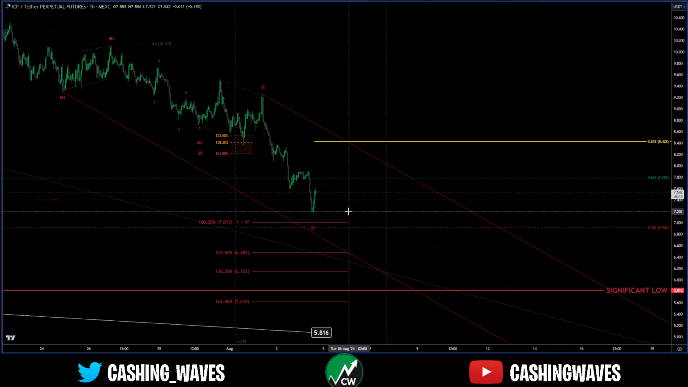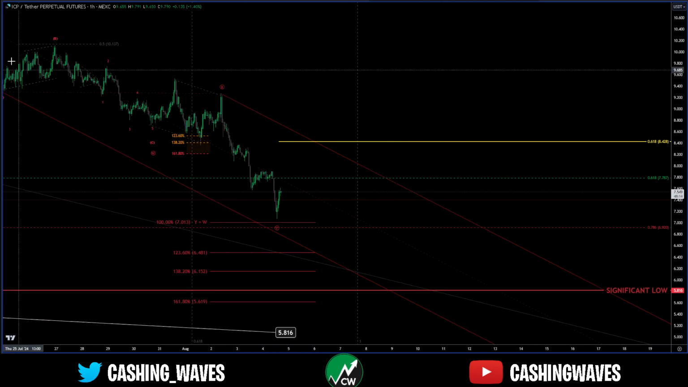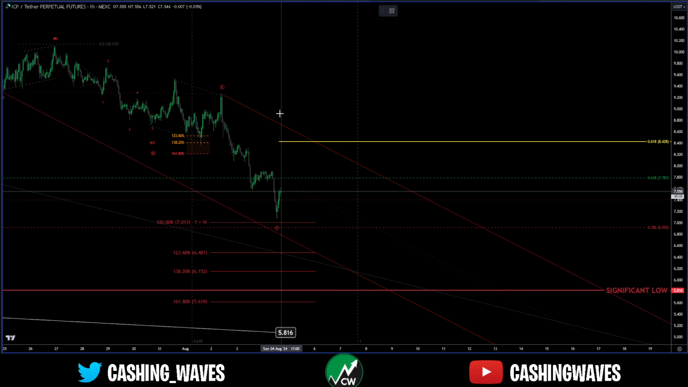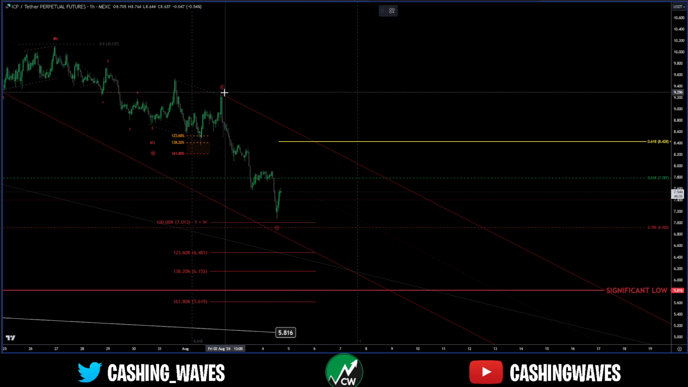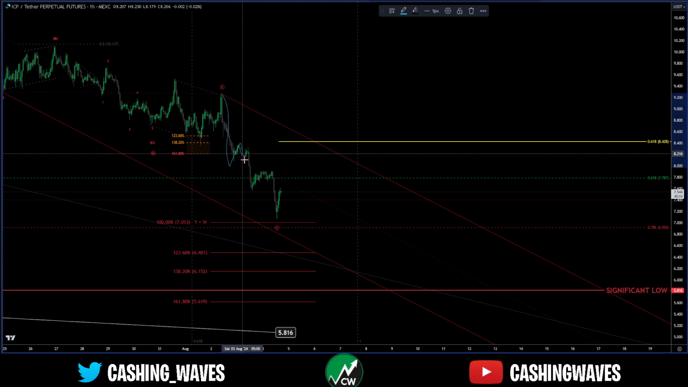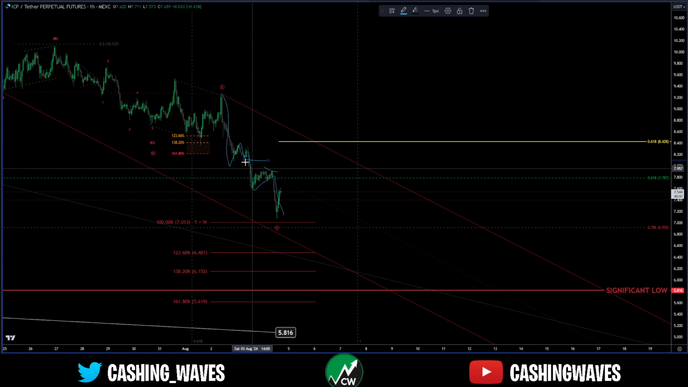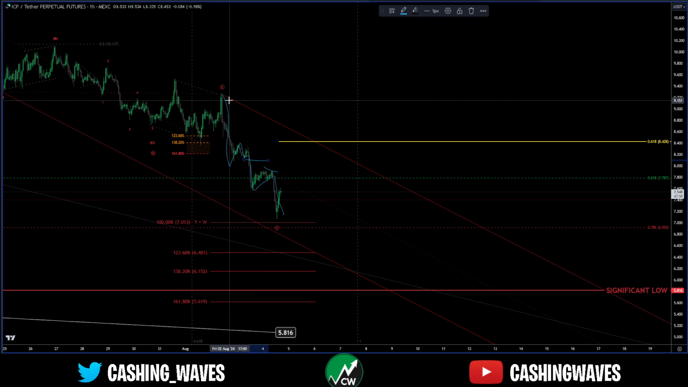Now, you can see how ugly this is. It's a very difficult count. I mean, we are at the 1-to-1 on log. I suppose you could count this as an A, B, 1, 2, 3, 4, 5. We're not invalidating any rules. Wave 4 doesn't overlap with wave 1.